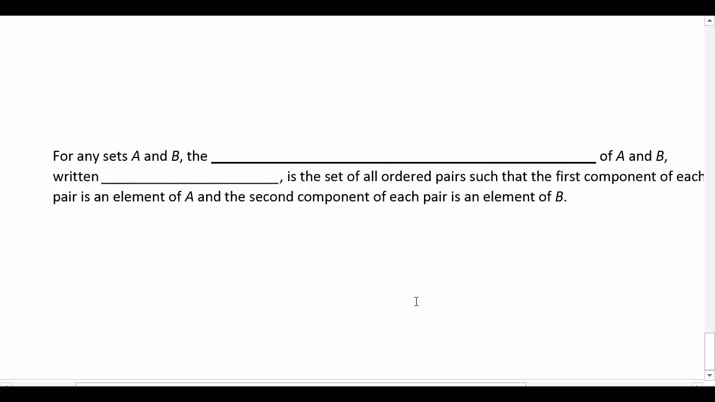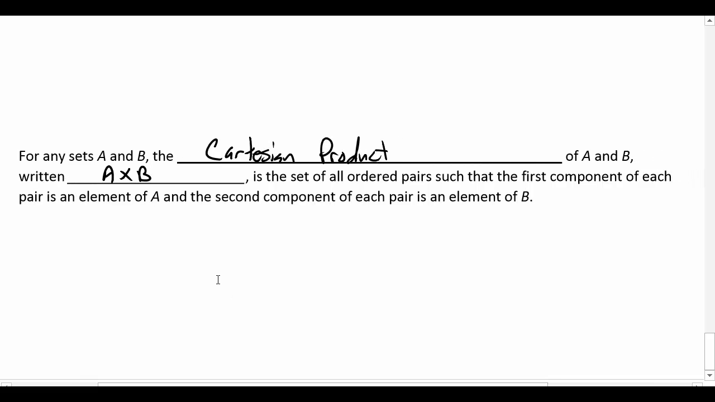Okay, for any sets A and B, the Cartesian product of A and B is written as A, well, it looks like times B, but it's actually an X. So we're not allowed to put the dot. Just A cross B is the set of all ordered pairs such that the first component of each pair is an element of A and the second component is an element of B.